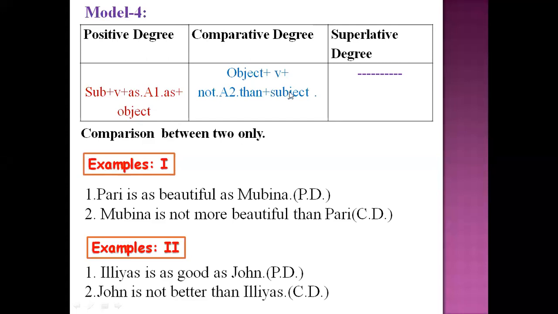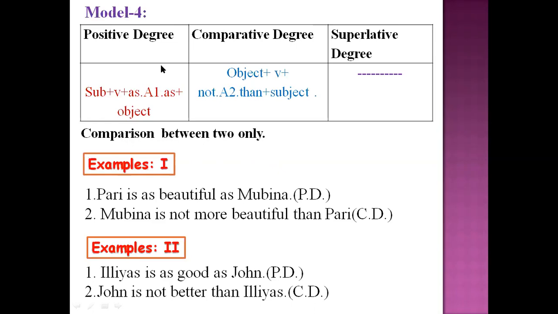If we use as, it shows equal status or equal quality in positive degree. But if we don't expect any equal quality in comparative degree, then we should use not. And actually there is no structure for superlative. Remember that there is no structure for superlative degree in model number 4. Comparison between two only.